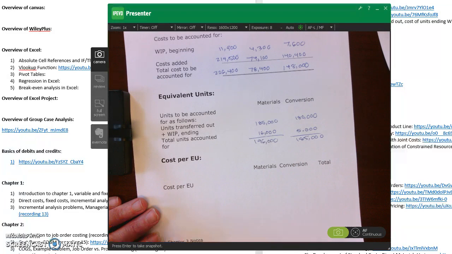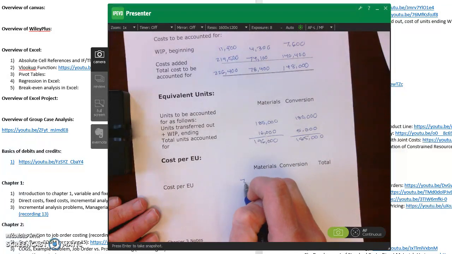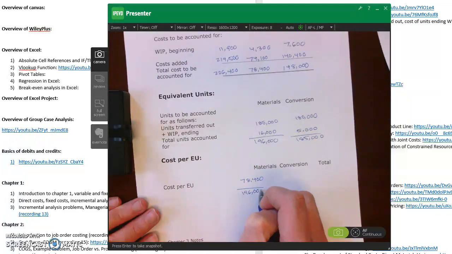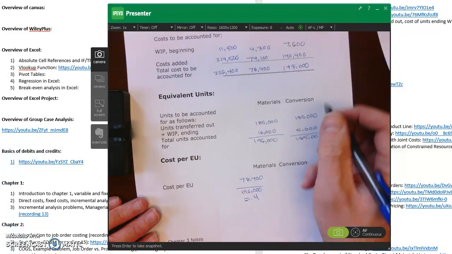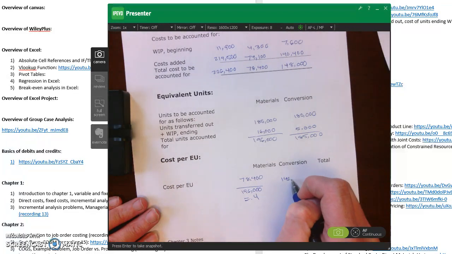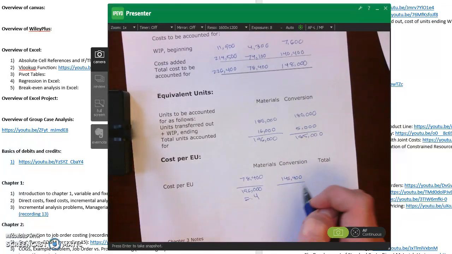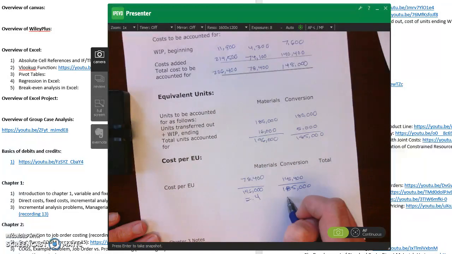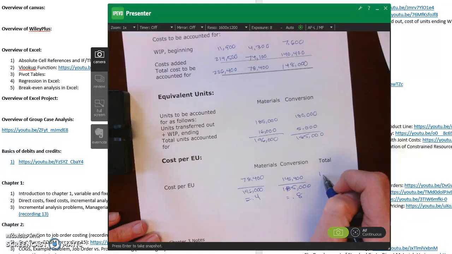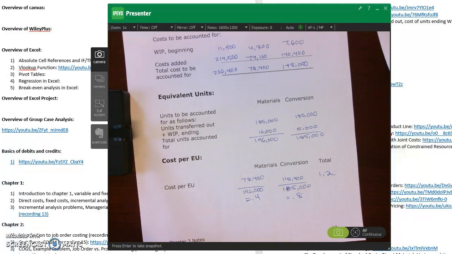And then I can calculate my cost per unit. So I can take my 78.4 divided by my 196, which gives me 0.4. That will equal 40 cents for materials. And I'll do the same thing over here for conversion: 148,400 divided by 185, which equals 0.8. So now the total is 1.2. Okay, $1.20. I hope you got that right.